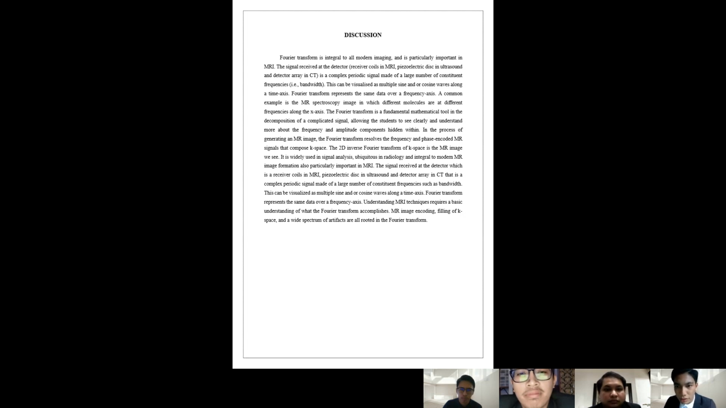A common example is MR spectroscopy imaging, in which different molecules are at different frequencies along the axis. The Fourier transform is a fundamental mathematical tool in the decomposition of the complex signal, allowing the students to see clearly and understand more about the frequency and amplitude components hidden within. In the process of generating an MR image, the Fourier transform resolves the frequency and phase encoded MR signal that composes K space. The 2D inverse Fourier transform of K space is the MR image we see. It is widely used in signal analysis in radiology and integral to modern MR image formation, also particularly important in MRI.